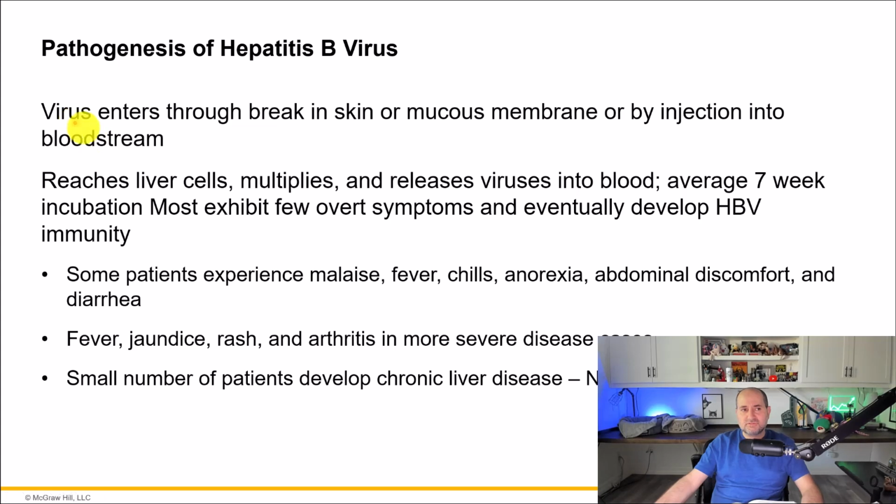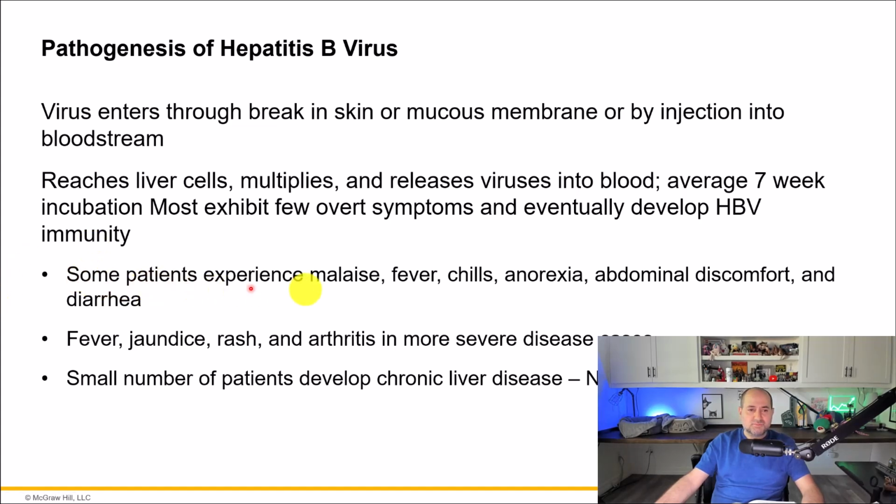So how does it work? The virus enters a break in the skin or mucous membrane, or by injection into the bloodstream. Those viruses reach liver cells, they infect and multiply within those hepatocytes. Then they release viruses into the blood, average 7-week incubation time. Most exhibit few overt symptoms and eventually develop HBV immunity. So most can actually develop an immunity to the disease.